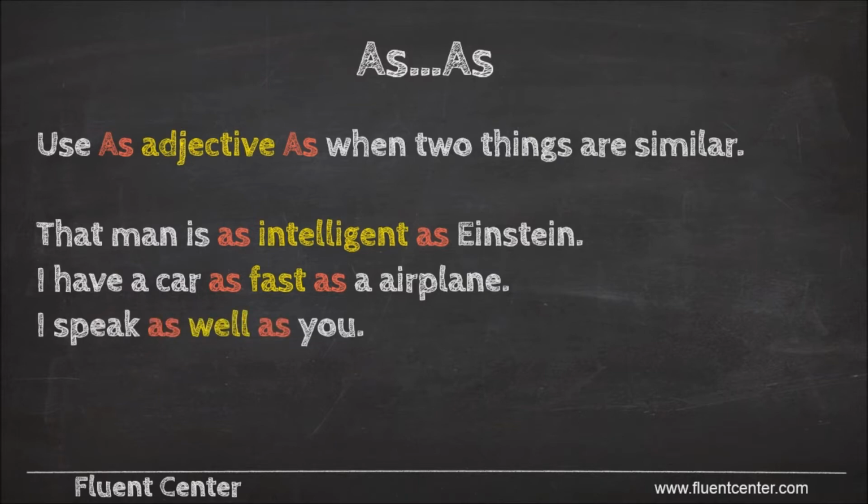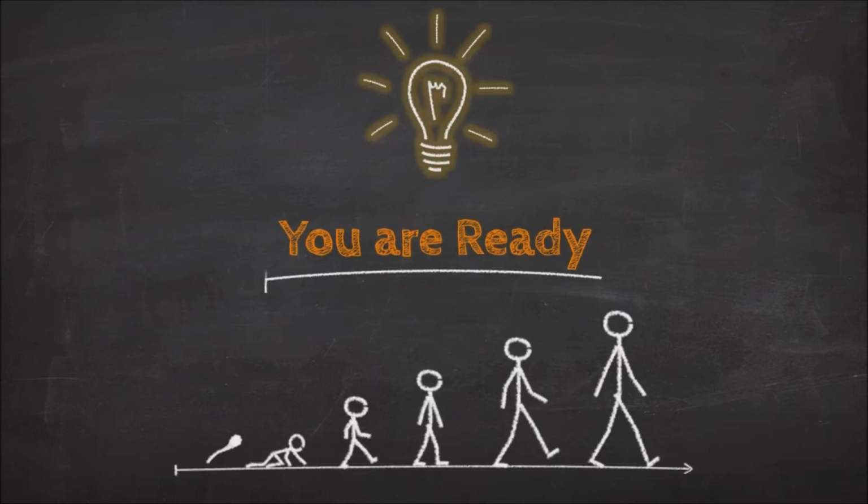In the last sentence, I speak as well as you. I am saying that my ability to speak English is equal to that of yours, and we speak as well as each other. How much do you think you've learnt on too and enough?